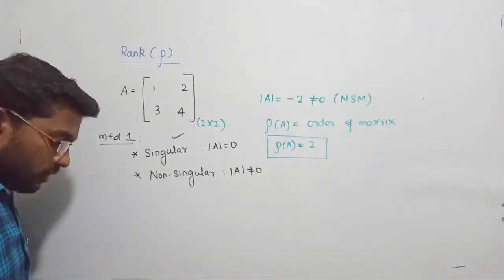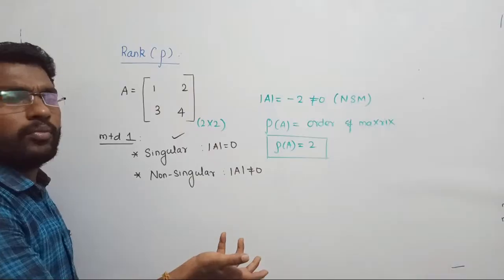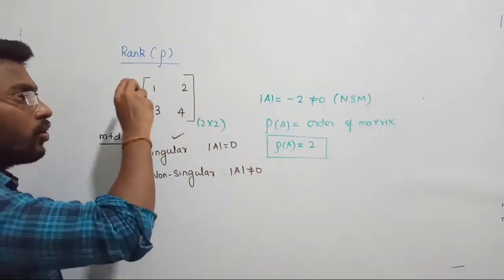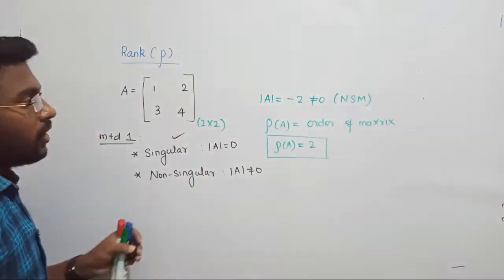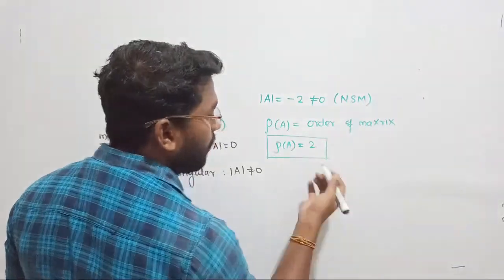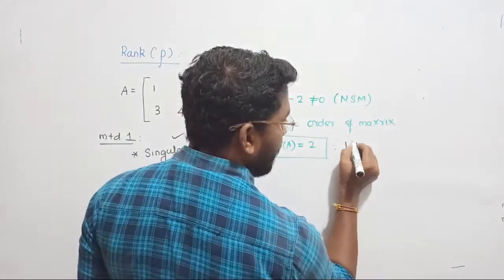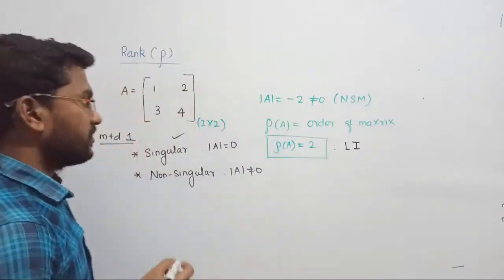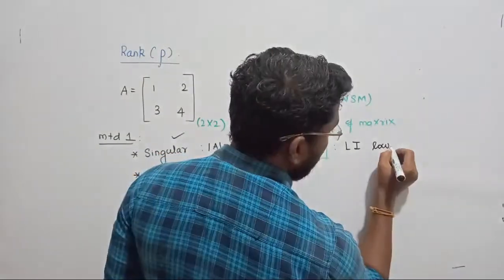Clear? Yes. So the next conclusion is what? What do you mean by the rank of this matrix? It means the two rows you have selected are not dependent on each other. So the given two rows are linearly independent of each other, right? Linearly independent vectors are called linearly independent rows. I can say we have linearly independent rows.